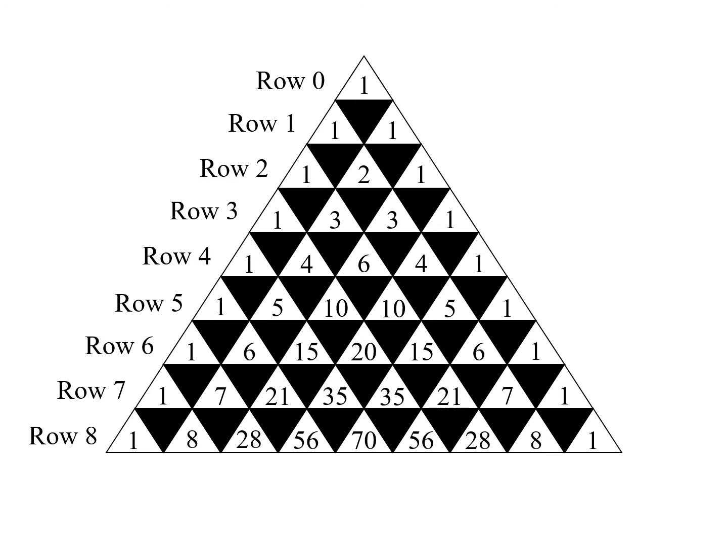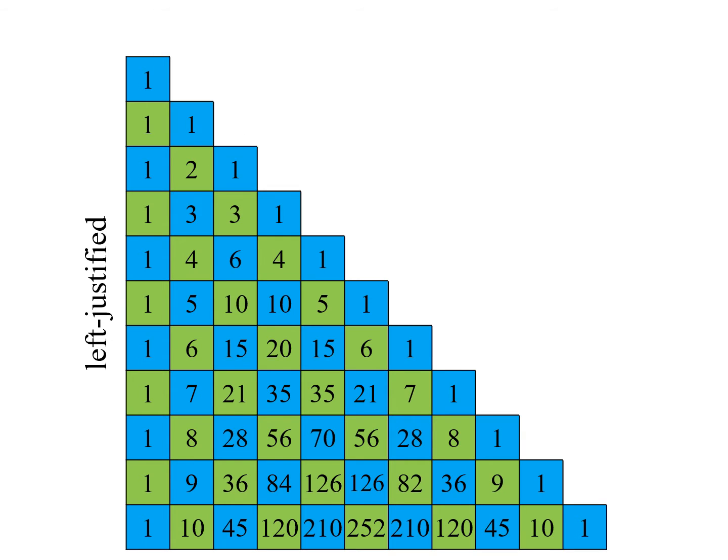We're going to left justify Pascal's triangle. We're going to take a look at the sum of the diagonals. Our first diagonal just has a 1. Our second diagonal also has just a 1. When we get to the third diagonal, we have 1 plus 1, which equals 2.